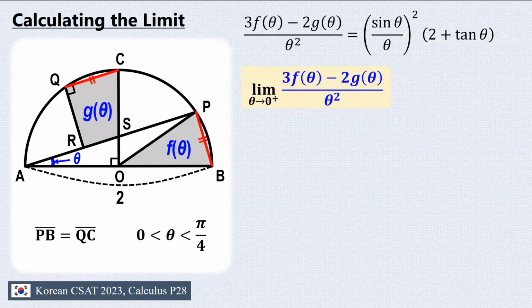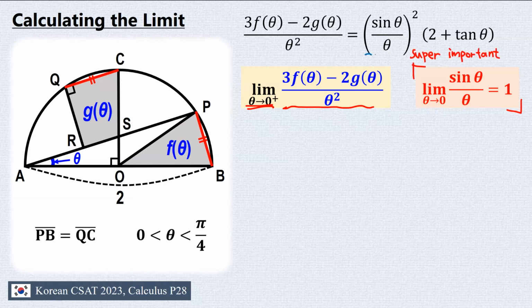Now, why pull out this sine theta over theta? Well, because we have to find the value of the limit of this expression as theta approaches 0, and we have to use this very famous and important limit regarding the trigonometric function, limit of sine theta over theta as theta approaches 0 equals 1.